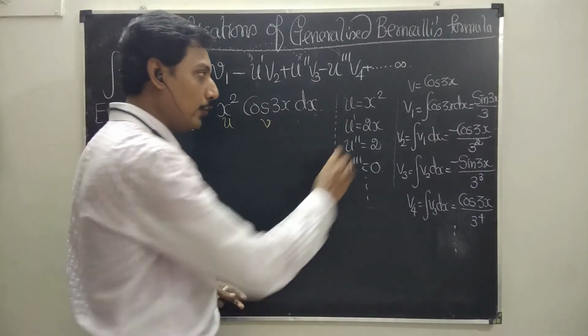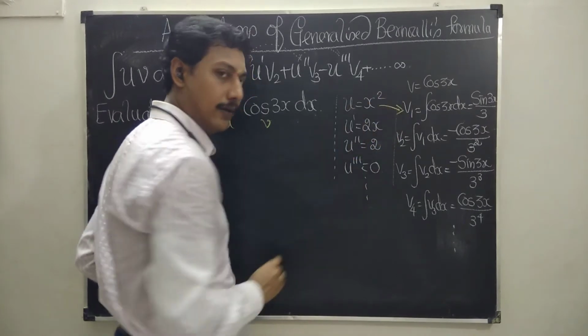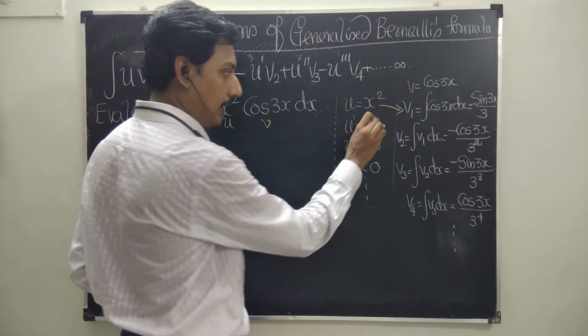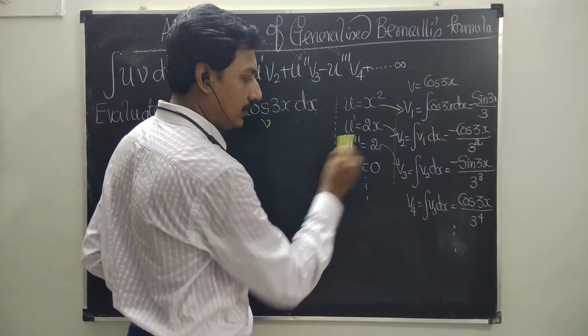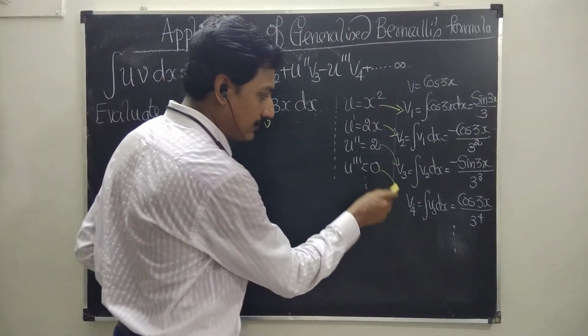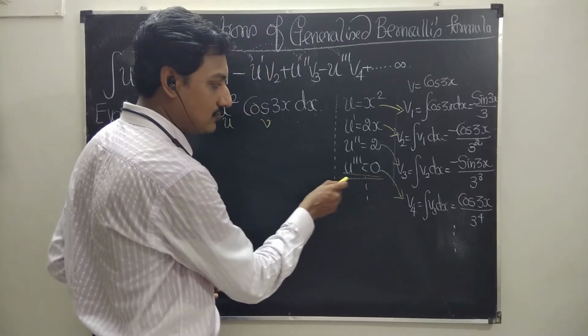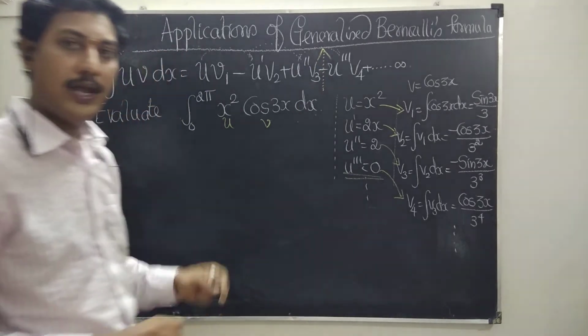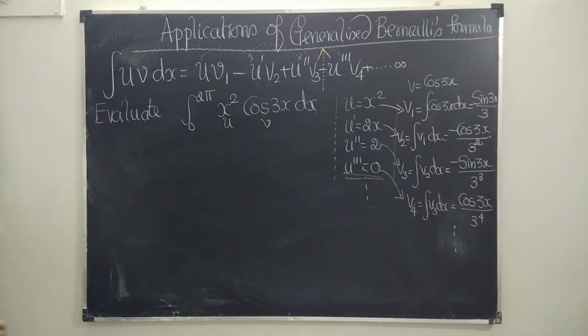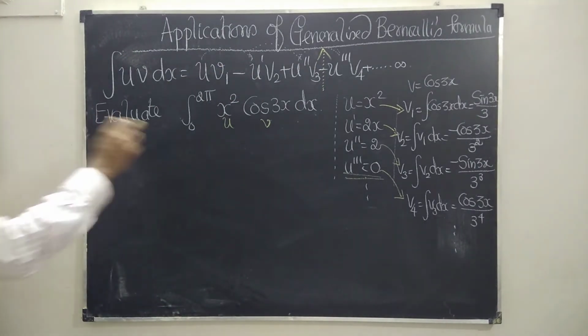Let us start: u into v1 minus u dash into v2 plus u double dash into v3 minus u triple dash into v4. So what happened? U triple dash is 0, and 0 times anything is 0. So this formula comes to an end. That's it. Got it? Let us apply this formula to this problem.